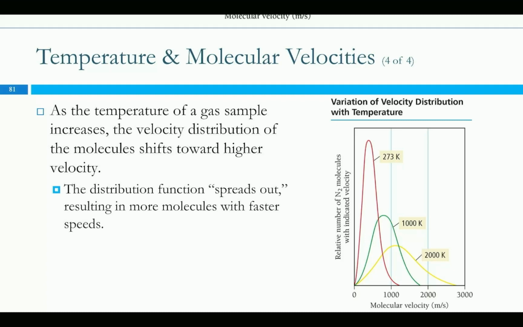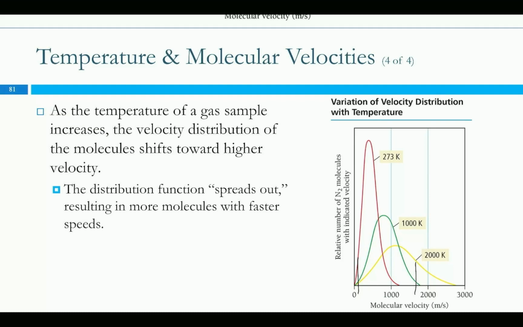So this is what I was talking about. As the temperature of a gas increases, the velocity distribution shifts higher, and then the distribution flattens and spreads out. So in this one at 273, all of my gas particles have speeds between here and here. Right, so they're all in this range of speed. There's a few faster, there's a few slower, but that widens. So at 1,000 now, there's a lot more options for speeds for these gas particles.